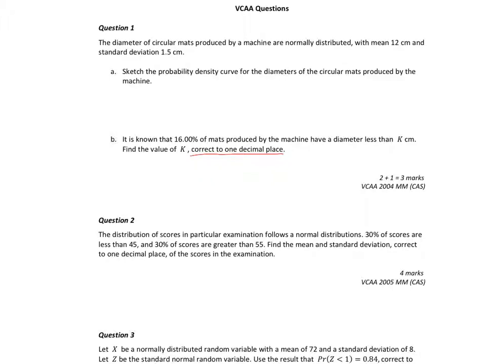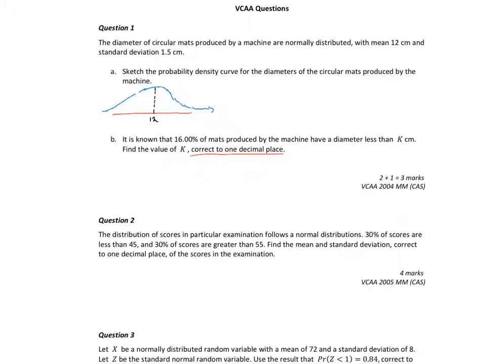Sketch the probability density curve. So we're actually being told to do that. Because it's normally distributed, they're saying sketch a normal curve. And what are the key features? Mean is 12. So there's your mark there. All right, actually for 2 marks.